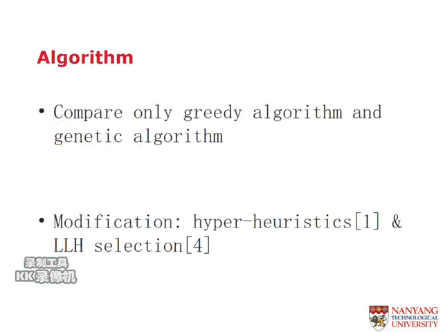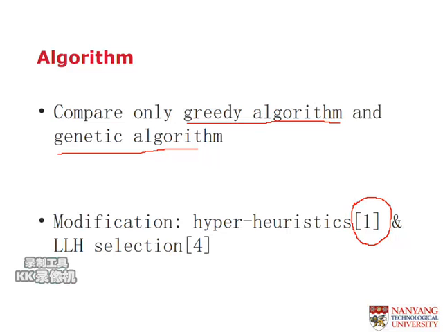This paper compares only two algorithms, greedy algorithm and genetic algorithm. However, as we all know, there exist many more heuristic algorithms than just two. Comparing the results of only two algorithms is not wise. But it will cost a lot of computation time if we want to compare results produced by different algorithms.